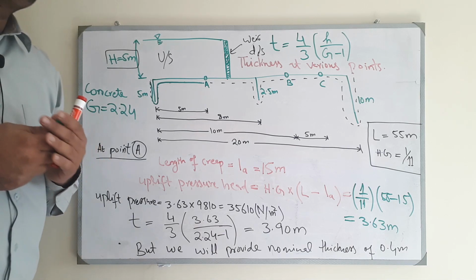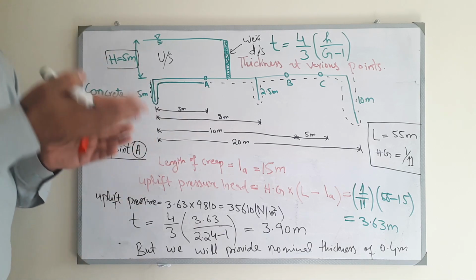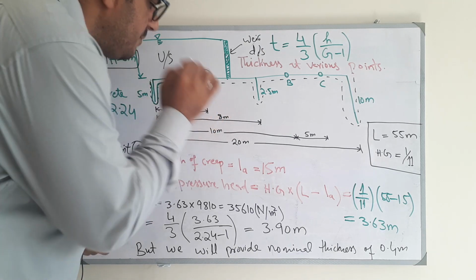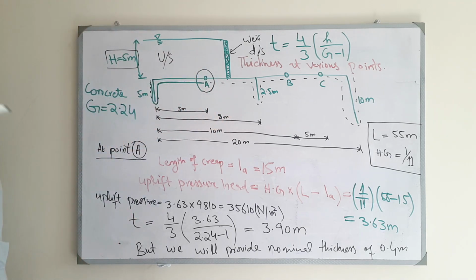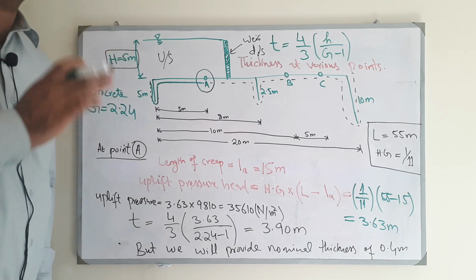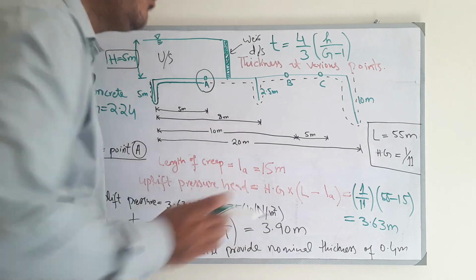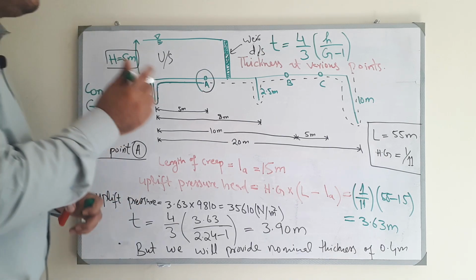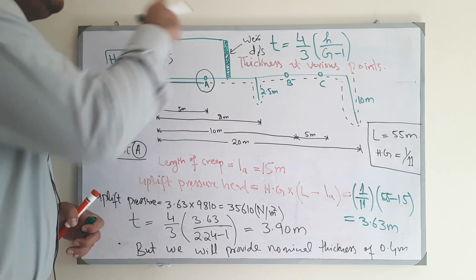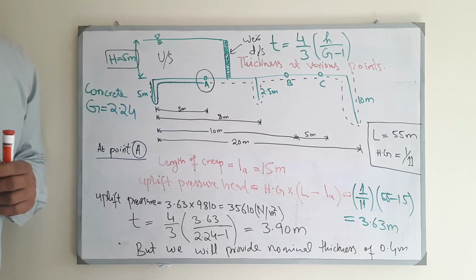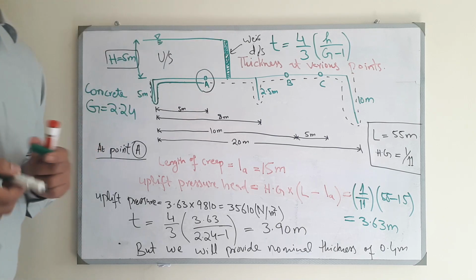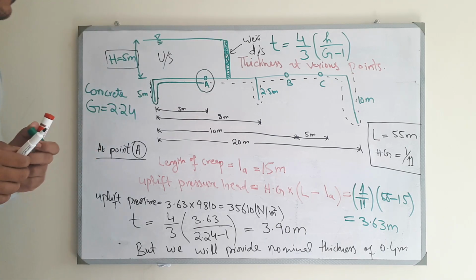But as I have explained in the previous section of this video, as this point is on the upstream of the hydraulic structure, you need not provide a thickness of 3.90 meter, because it will be a wastage of money. Because to counter the uplift force, there is impounded water, so the structure will be safe. So theoretically you could even put a 1 millimeter thickness impervious floor.